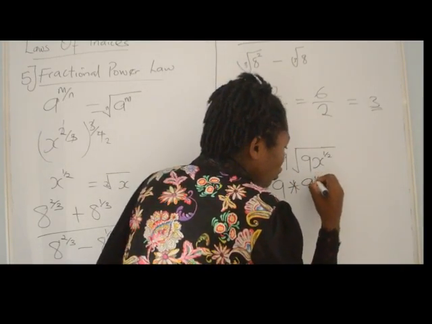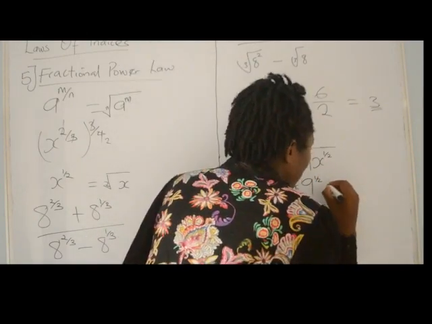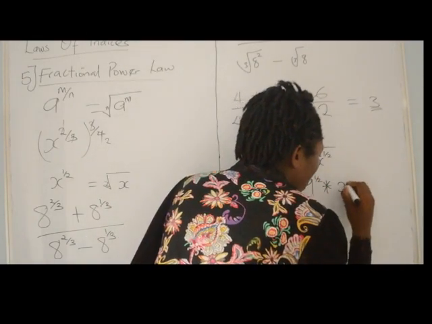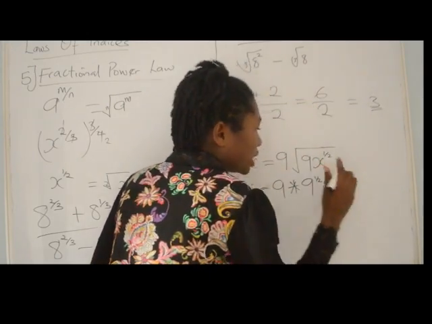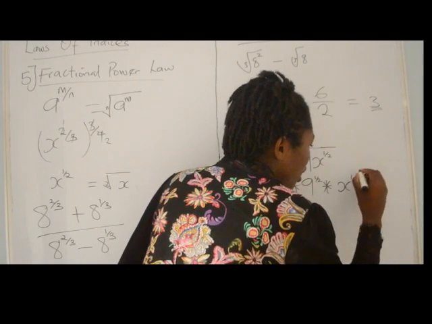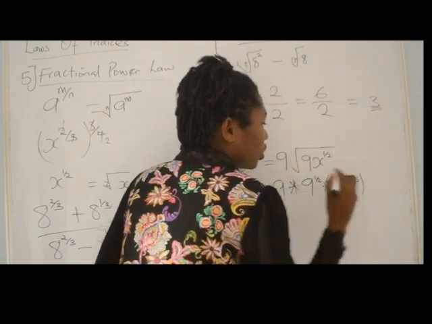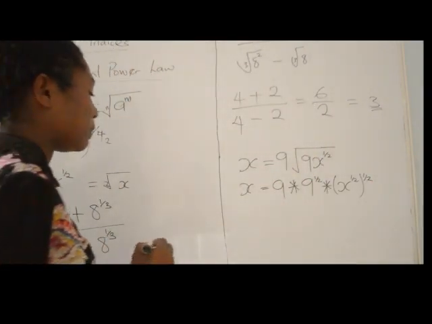9 raised to power 1 over 2, which is our square root in the fractional form, and then also multiplied by our x raised to power 1 over 2, which is this one, but still multiplied, right? Or I'll use brackets, but still multiplied because of the square root, another 1 over 2. So we're going to be expanding this.